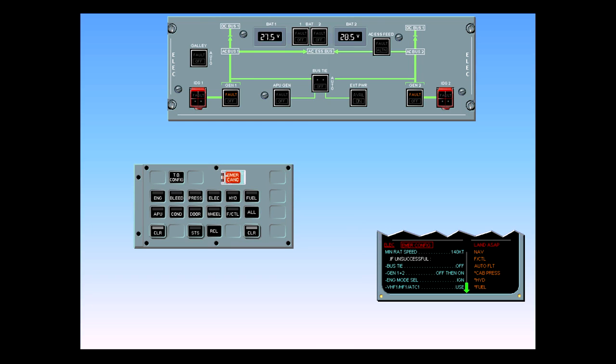An ECAM page can be displayed on the upper ECAM by pressing and holding its associated push-button switch on the ECAM control panel. The switch must be held, otherwise the display will revert to the engine warning display.